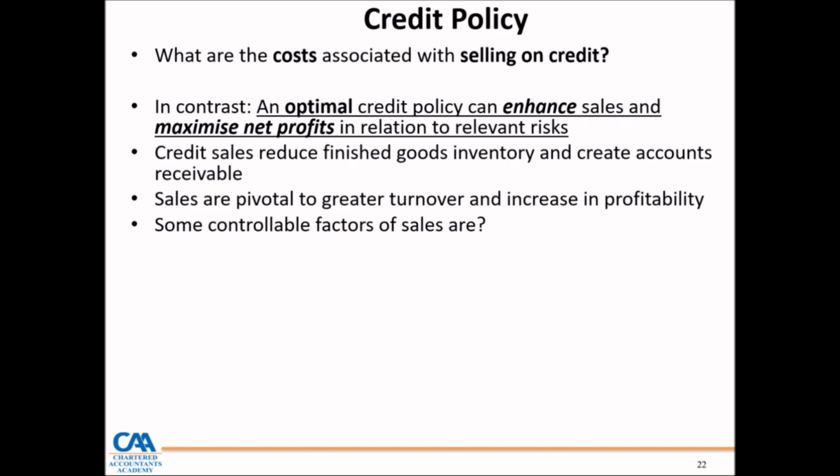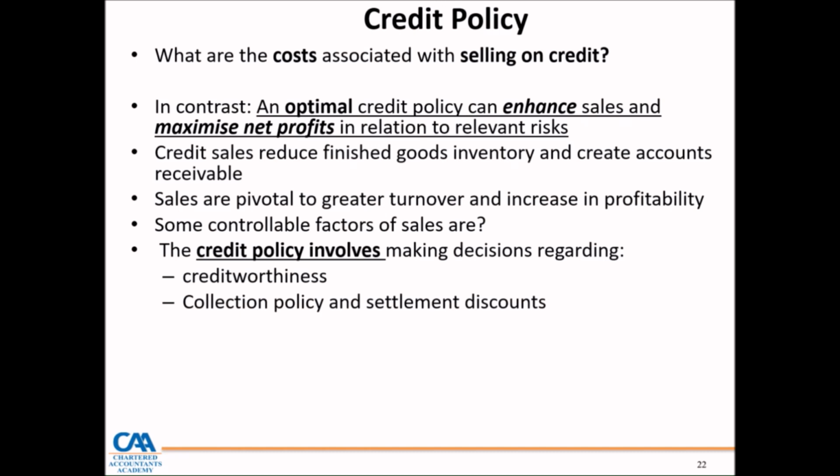And also, after we offer good quality, what else can we control to boost our sales? We can either lower our prices so that everyone can come and buy our products, or we can increase our price so that with the minimum sales that we have, we can achieve our profits. And also, once we have made a sale on credit, we need a very good credit policy. So the credit policy involves making decisions regarding the creditworthiness of a client, and also collection policy and settlement discounts.